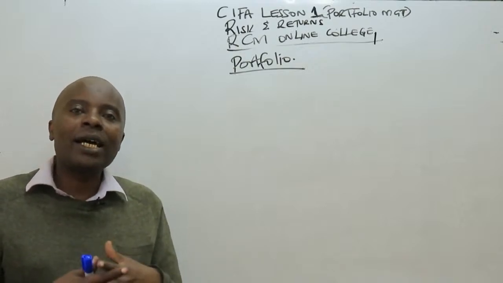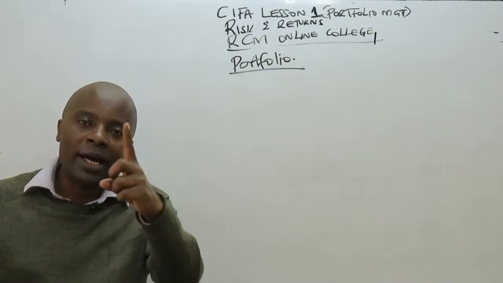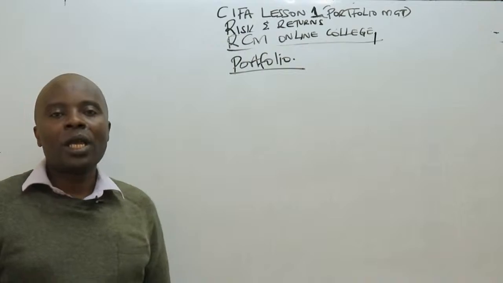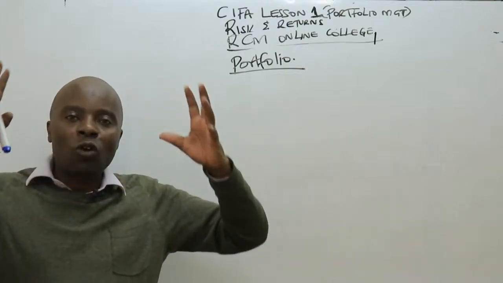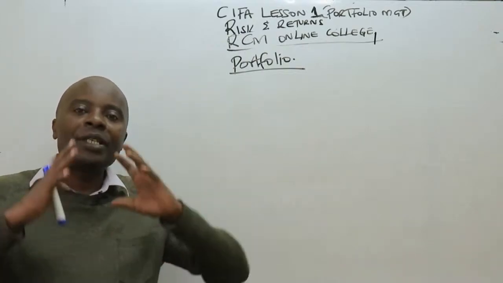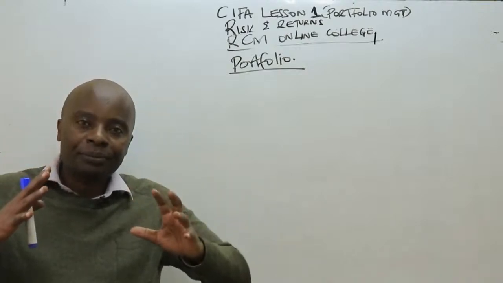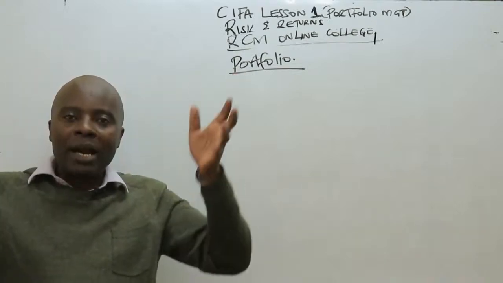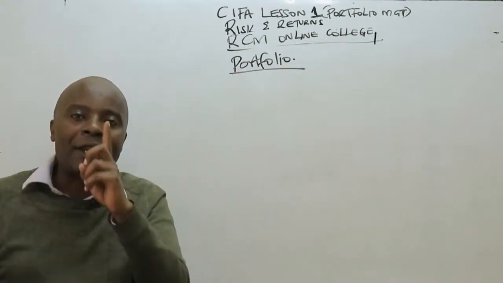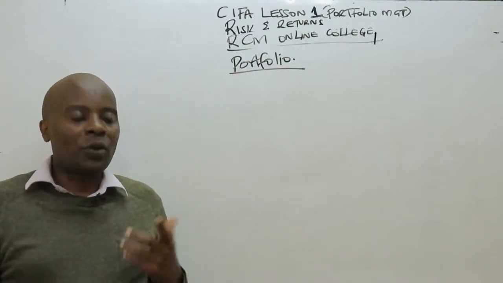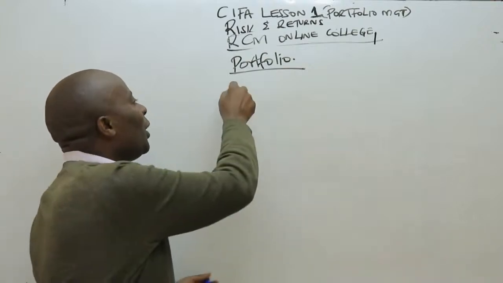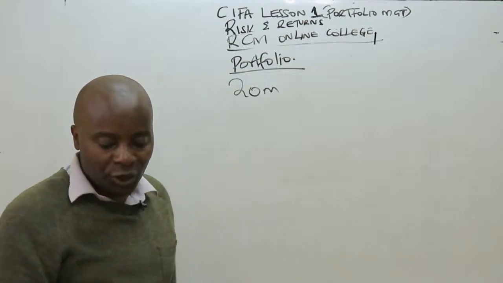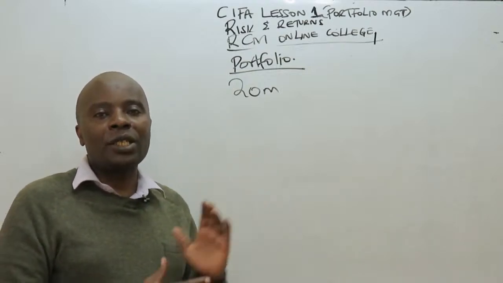Under risk and returns, number one, you must know the definition of the word portfolio, where we say that a portfolio is a combination of assets, where basically a single investor goes for many assets and bundles them up, puts them in one basket. Now, ladies and gentlemen, if, for example, today you were to get, say, 20 million Kenya shillings, how will you invest this money?